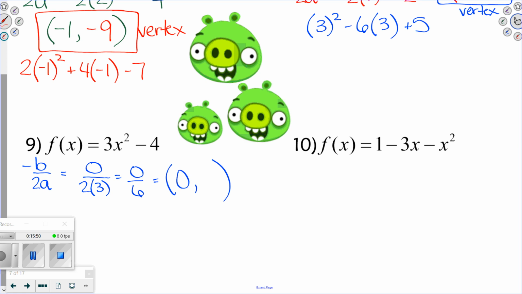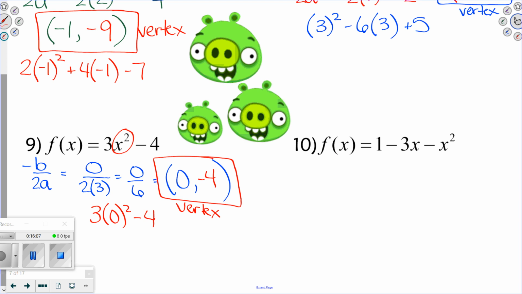Once you know x, we're going to go back, plug that in anywhere you see an x. So 3 times 0 squared minus 4 equals -4. Good. 0 squared is just 0, times 3 is 0, minus 4 is -4.